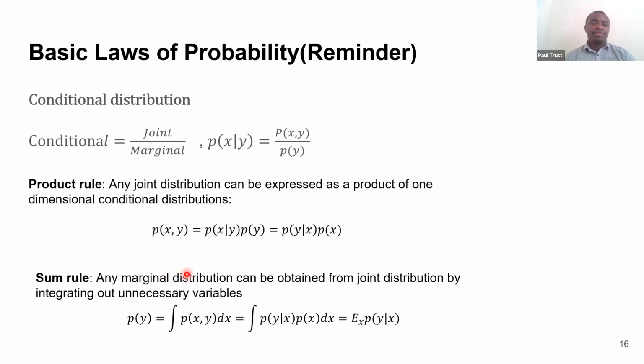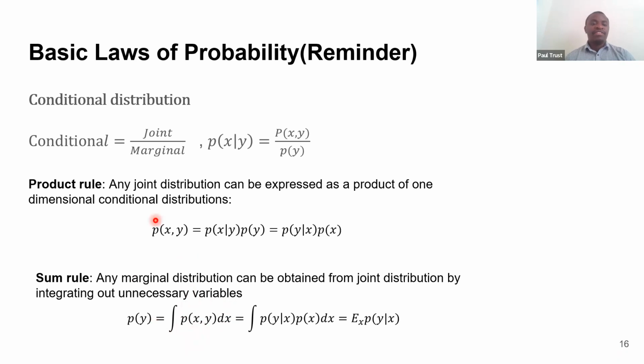So there is also the sum rule, where if you have any marginal distribution, it can be obtained from the joint distribution by integrating out unnecessary variables. And this is for continuous variables. If you want, from the joint P of X, Y, only the probability of Y, you just get the joint probability of X, Y, and you integrate over X. Integration may be new for you. This also holds for discrete variables, where instead of integration, you can think of the sum.